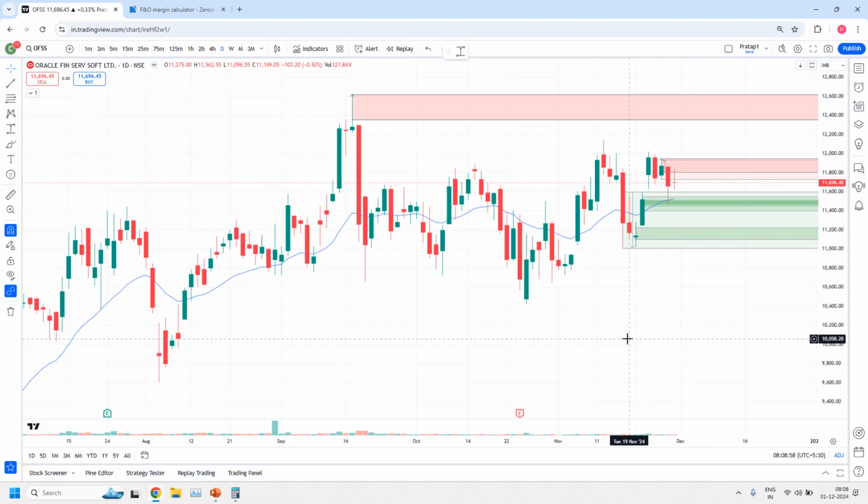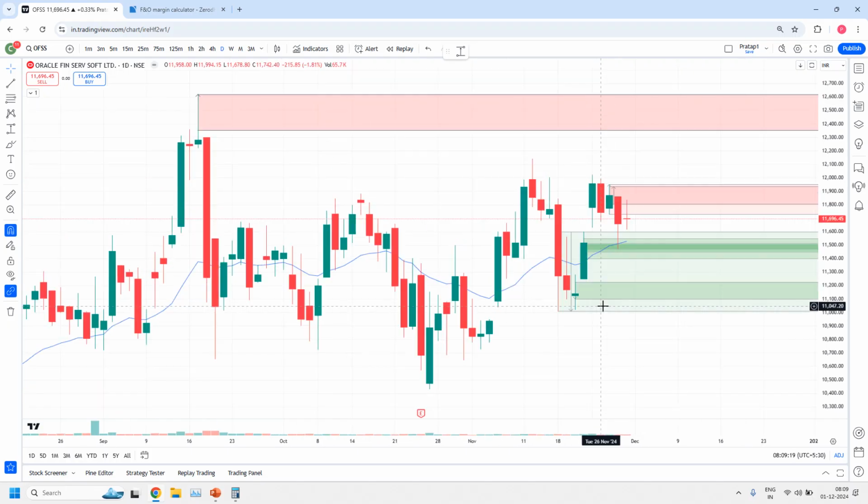So that is the reason why I divide into 3 types of candles: small, medium and large candles. Okay, anyway, this is the zone confluence it is having. That's why cleverly our software identified all these things. So this is about OFSS.